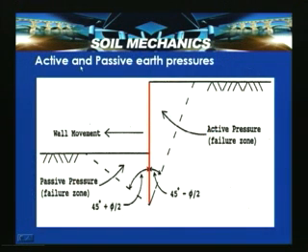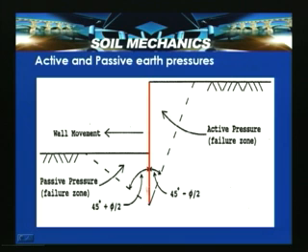So, in the previous lecture, we said that two states are going to be prevalent: active and passive. Active can occur when the wall moves away from the backfill. Passive can occur when the wall moves towards the fill.